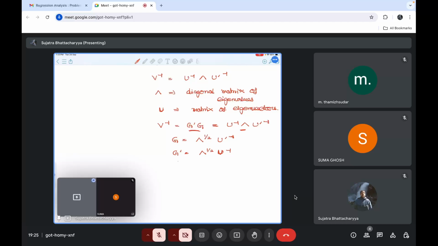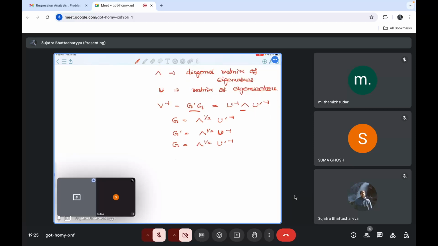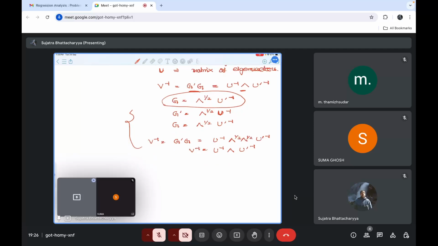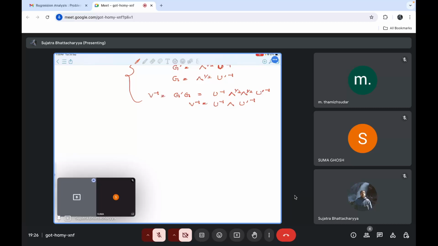Okay. And finally, you have your G. So G is what? Lambda half U prime inverse. Correct. So now, if you write G prime G, which is V inverse, see it will be the same: U inverse lambda half into lambda half and U prime inverse. So it will be U inverse lambda U prime inverse. That's all. So G is equal to lambda to the power half U prime inverse. Okay, so this is the thing.